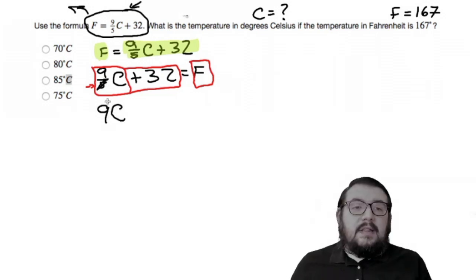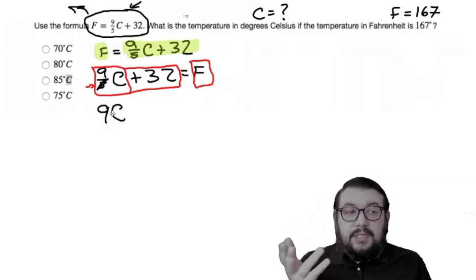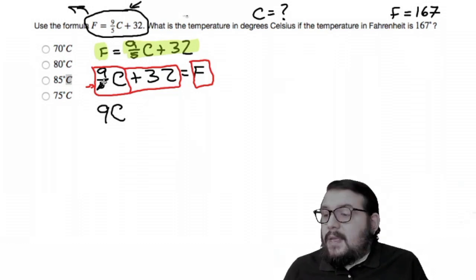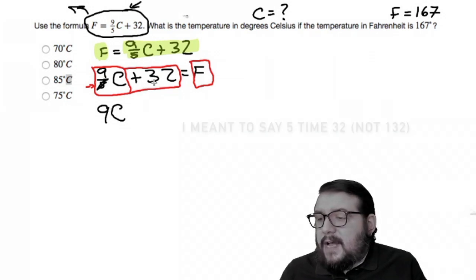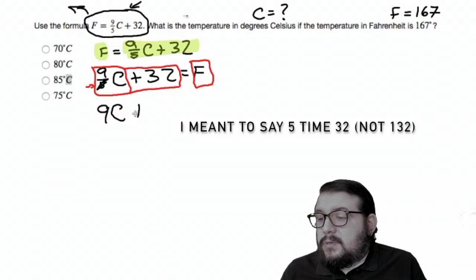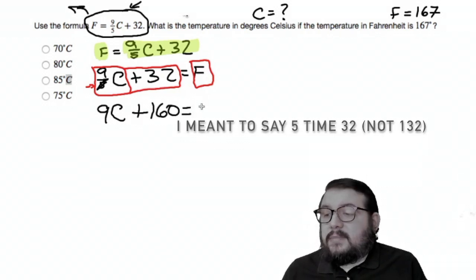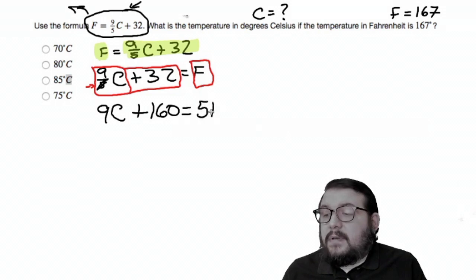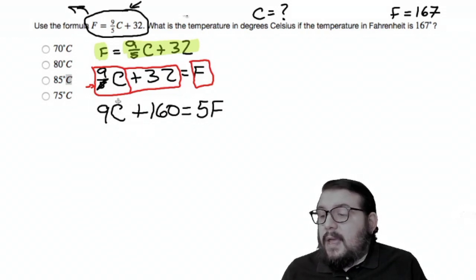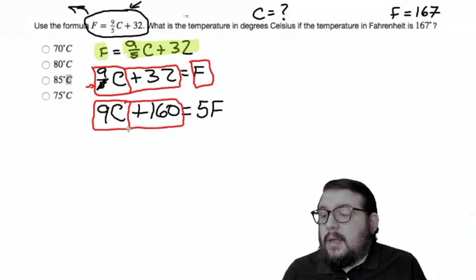Now I've eliminated that fraction, but here's the price you have to pay for eliminating that fraction. Is taking that 5 and I'm just going to times everything by 5. That's the price of this little trick. So here we go. 5 times 32 is 160. And then back here times 5, which would be 5F. This is the exact same problem. It's just that we don't have to deal with the fraction anymore. And we will now move on to having these two terms and solving for C.